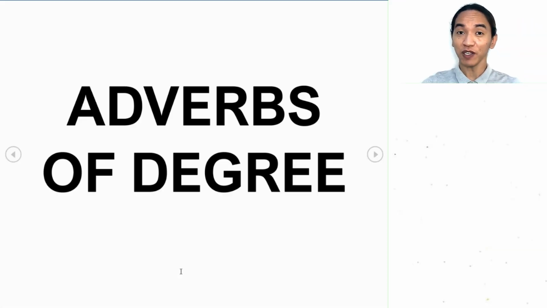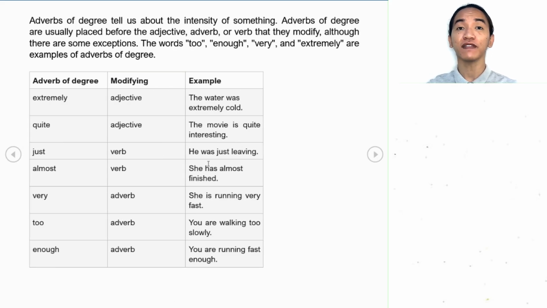Let's go. So for today's lesson, we will be talking about the adverbs of degree, okay? So let's find out what adverbs of degree are. Adverbs of degree tell us about the intensity, that's why it's degree of something. They are usually placed before the adjective, adverb, or verb that they modify. Although there are some exceptions to this, the words too, enough, very, and extremely are examples of adverbs of degree.